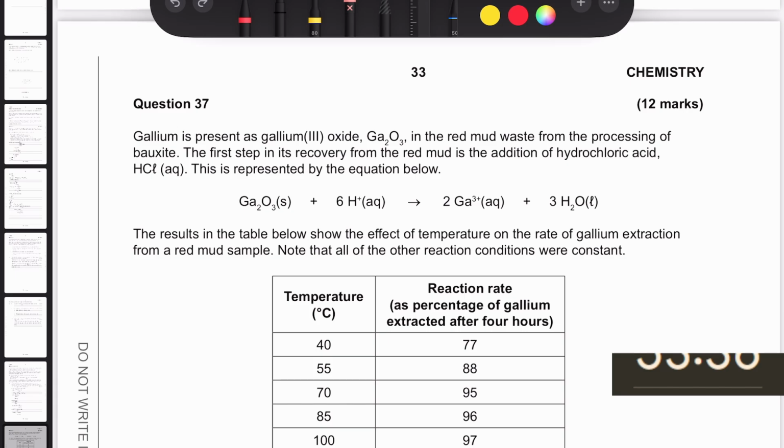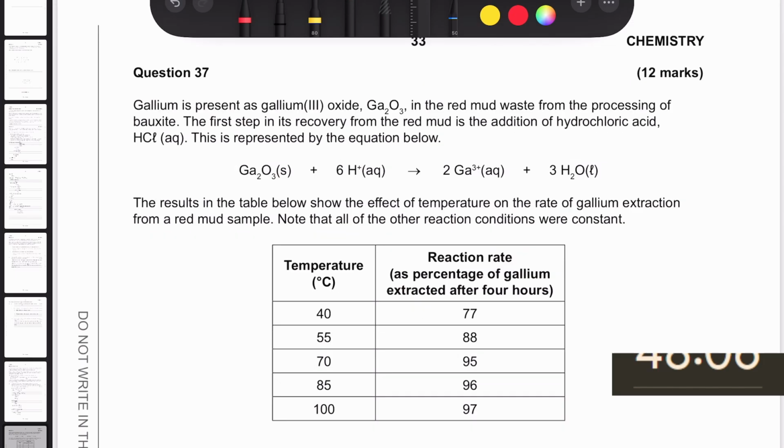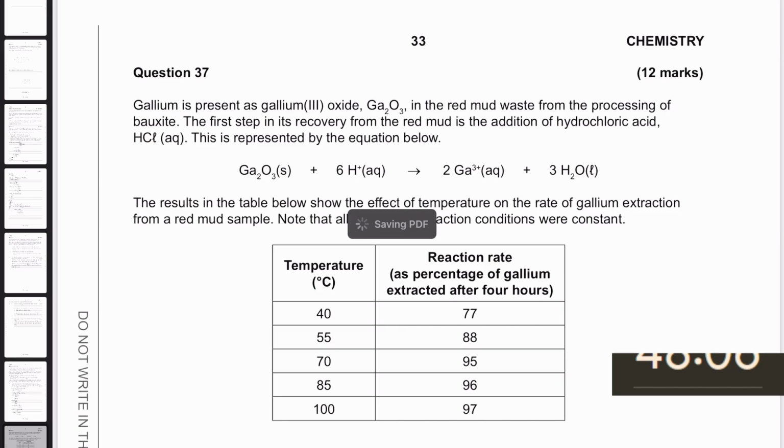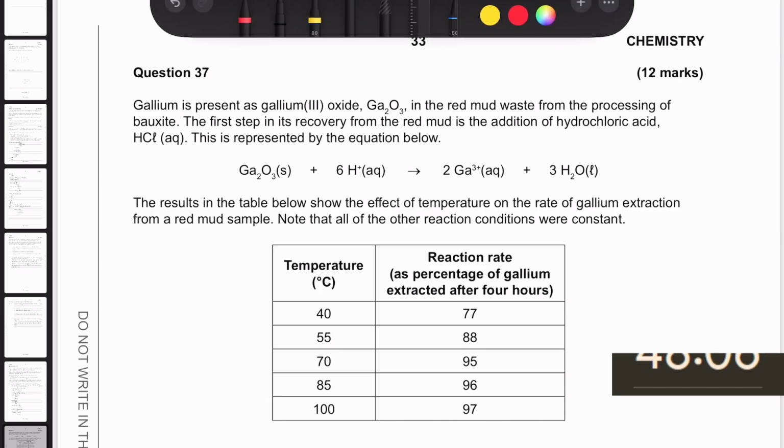Gallium is present. Oh wait, I haven't been... I didn't put my timer back. Okay, I'm going to see how long I've been working for, and then I'll come back and take that time away, just so it's fair. So I'll be back. I checked the recording and I was working for about 5.5 minutes, so I took that away from our time. So we're just going to continue from here. Let's go.